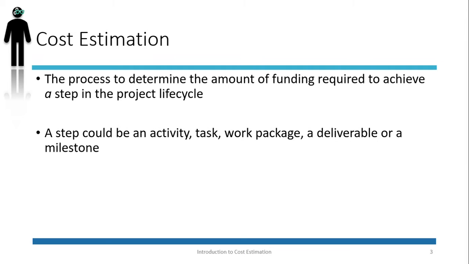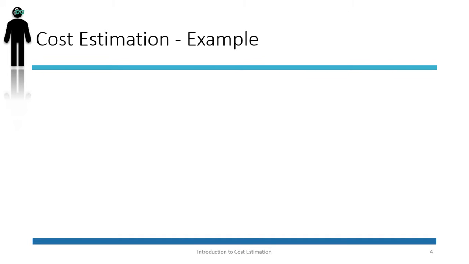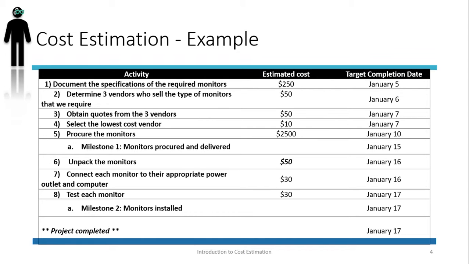For example, let's assume that we've been given a task to install 25 monitors in a computer lab. As the project manager, we determine the activities associated with this project, and we manage to estimate the cost for each activity and determine the target completion date for each one. For example, the activities will be to document the specifications, to determine 3 vendors, to obtain quotes from those vendors, determine and select the lowest cost vendor, procure the monitors, unpack, install, and test the monitors.